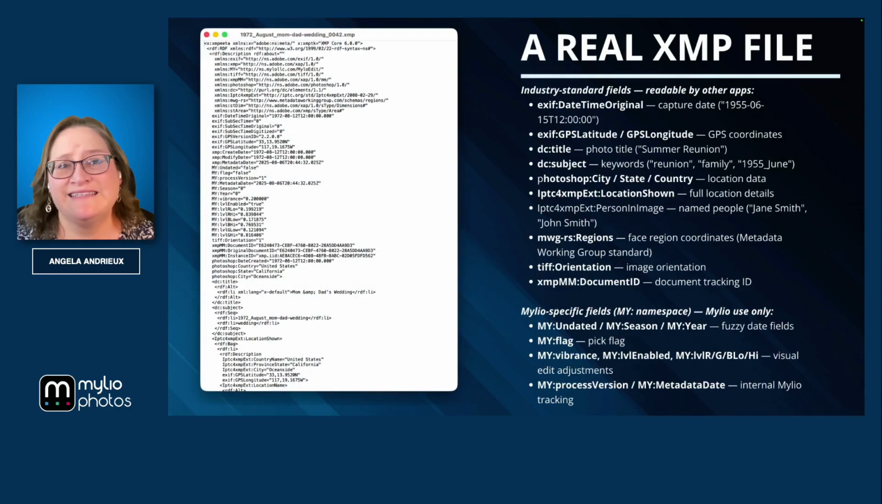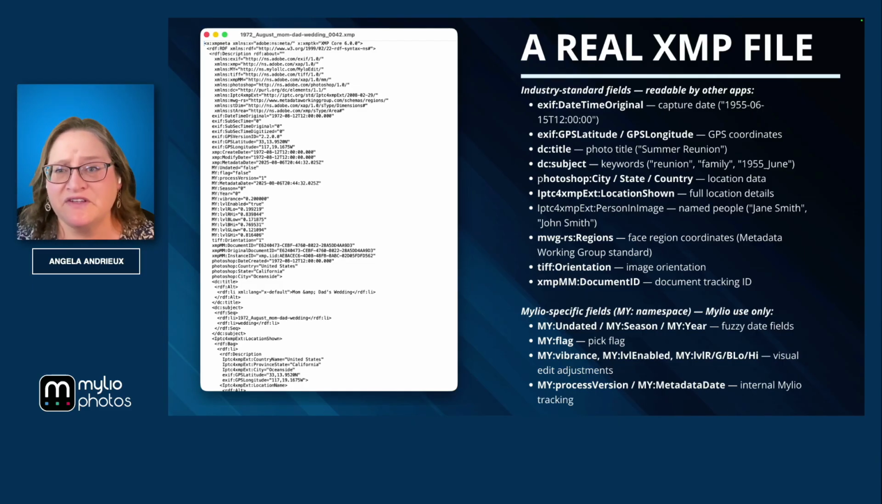So this is what an XMP file looks like. I took this screenshot off of one of my pictures, and you can see it's just a text file. I opened it up with the TextEdit app on my computer. It's built into macOS. There's a similar text editing application in Windows, so you can always right-click on one of these files and take a look at exactly what's inside of this.